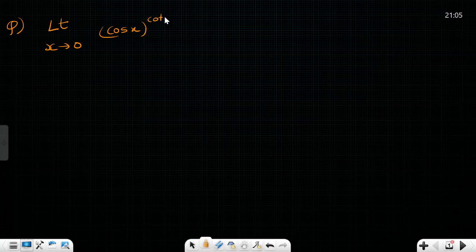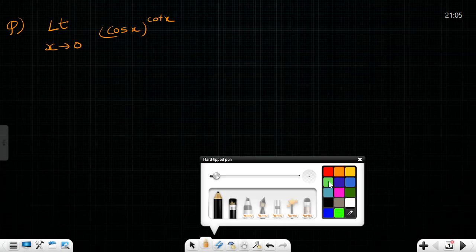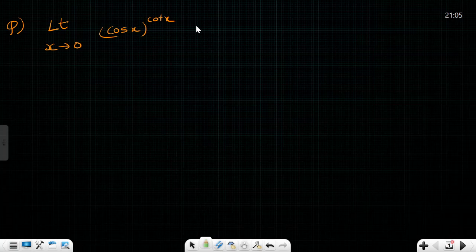It is cos x power cot x, right? Yes, sir. So first of all, you have to check whether this is 1 power infinity or not, right? Yes, sir. When x tends to 0, cos x is 1. When x tends to 0, cot x is infinity. Okay. Yes, sir.